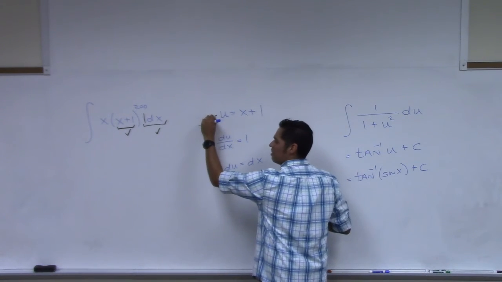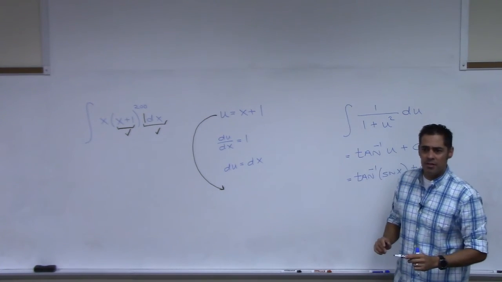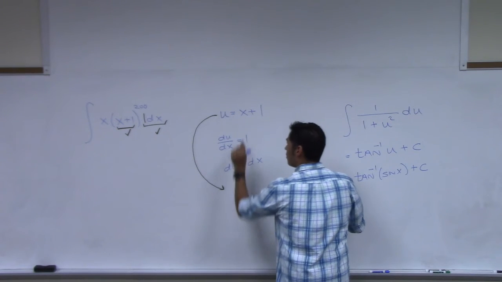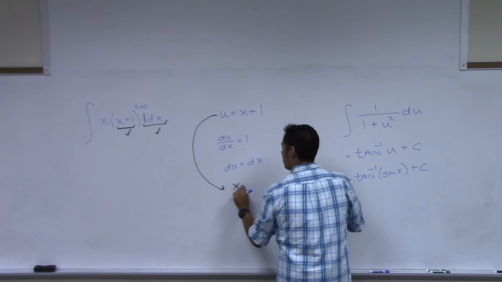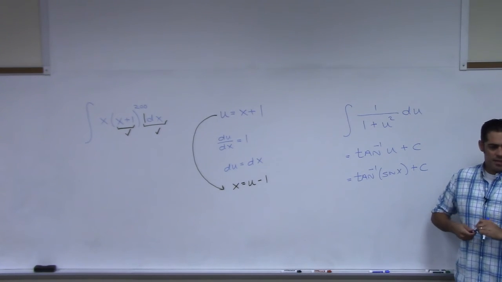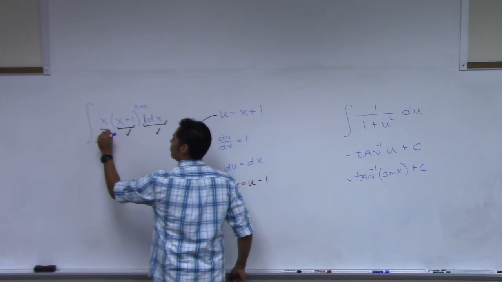Why don't we take this equation here, because that's a relationship that we have between u and x, isn't it? And can't I replace that? Let's see, if I solve this for x, don't I get x is equal to u minus 1? Y'all see that? Okay, let's rewrite the problem, because now I know what to replace x with.